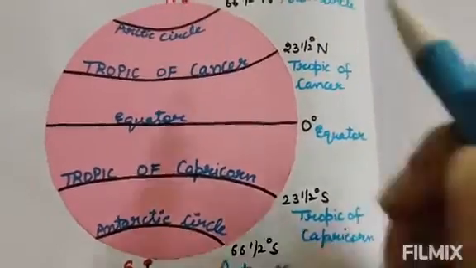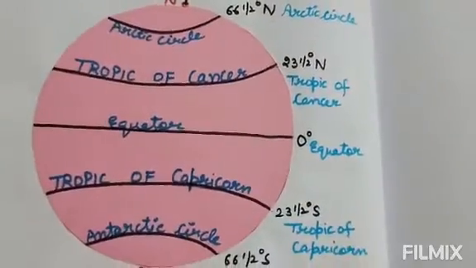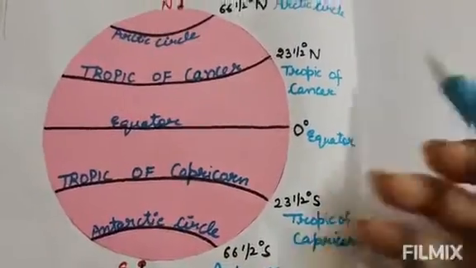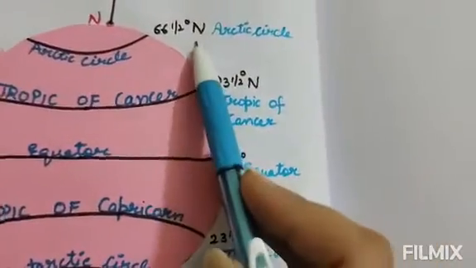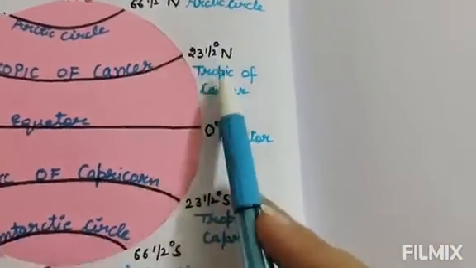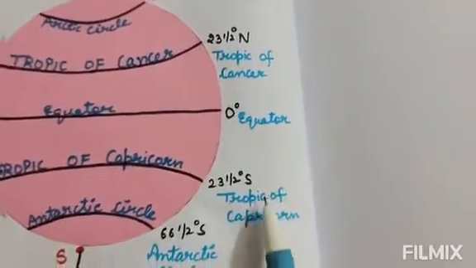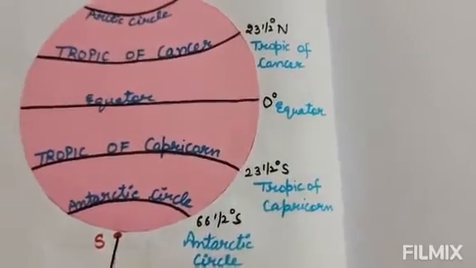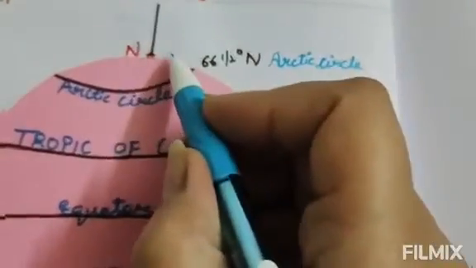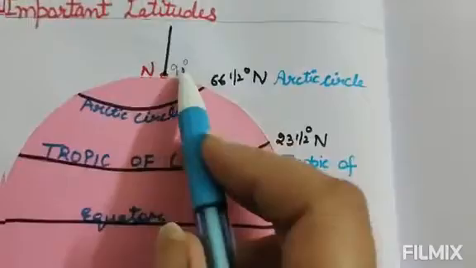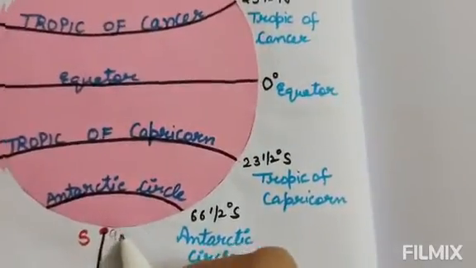So we have these major latitudes. We are representing them with N for north in these two and S for south in these two. Now the North Pole is at 90 degree north, and the South Pole is at 90 degree south.